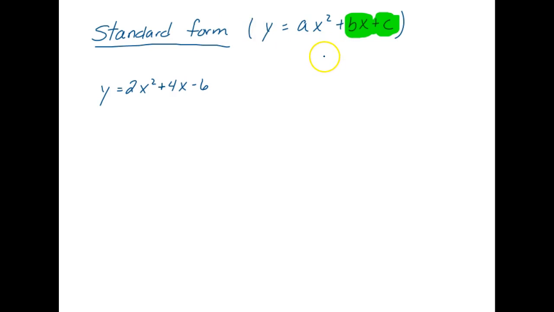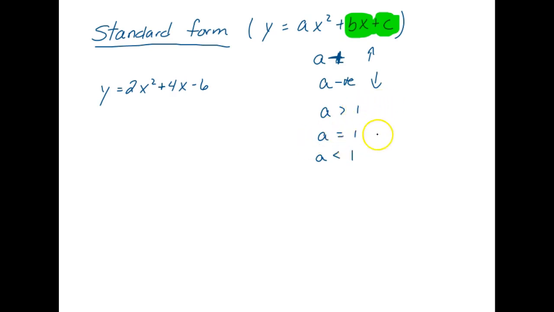And a few reminders. If the a value is positive, the graph points up. And if the a value is negative, the graph points down. A couple other little reminders. If the a value is bigger than 1, if it equals 1, and less than 1. And what is it we should remember from that?